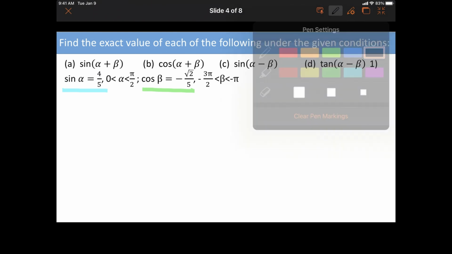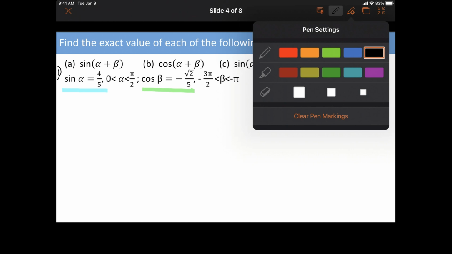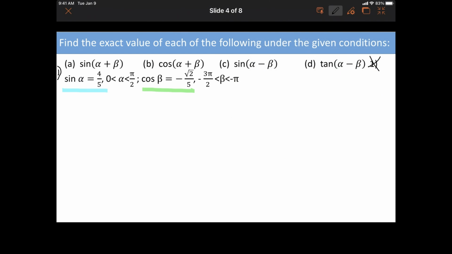All right, I'm sorry, I forgot to return the 1. So this is 1. Sorry, the 1 should be here, so not to confuse you. So there's two different angles in two different quadrants. The first thing we're going to do is draw this angle in the correct quadrant. The angle alpha is between 0 and pi over 2, so that's going to be the first quadrant.